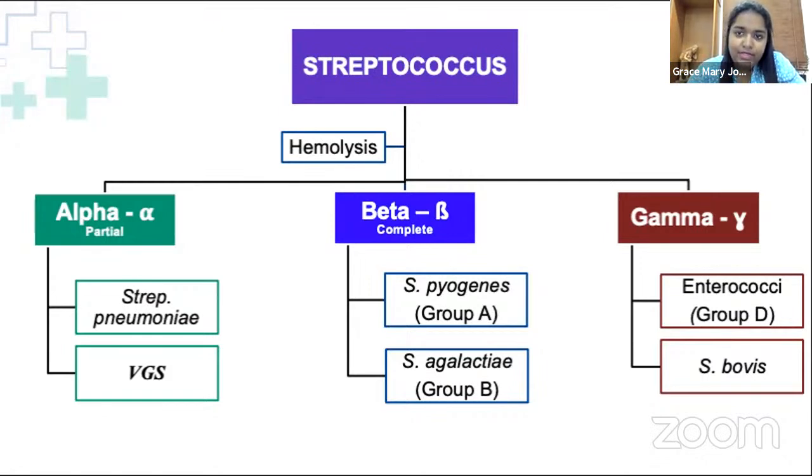And just to show you now, once you know it is partial hemolysis, it is based on optochin sensitivity. If it is sensitive, it goes to Streptococcus pneumoniae, and if it is resistant, it goes under Viridans. Similarly, for bacitracin, group A will be sensitive, group B will be resistant. And similarly, for the gamma hemolytic, there's no hemolysis, it can be distinguished by 6.5% sodium chloride.